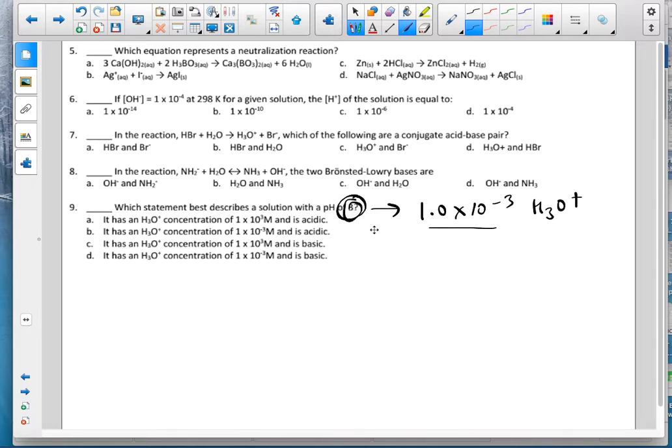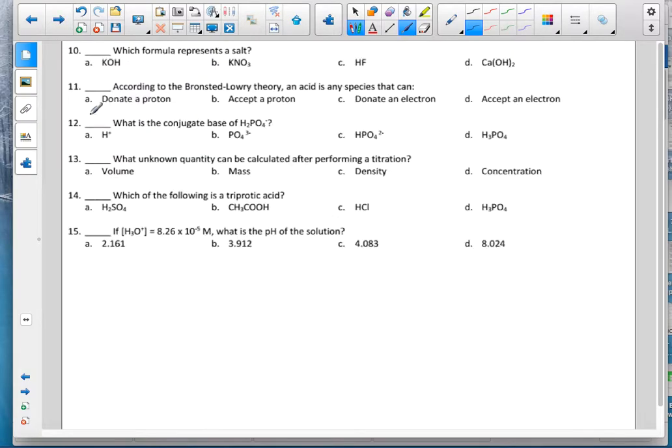And we already know a pH of 3 is acidic, so we would eliminate C and D, and then we don't have positive exponents really for any of these values that we have. See how that's a positive exponent? You could eliminate that as an answer choice.